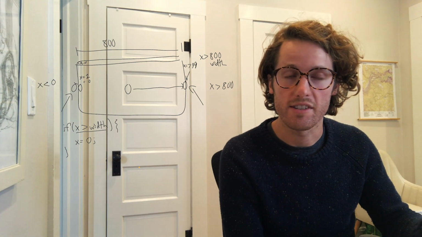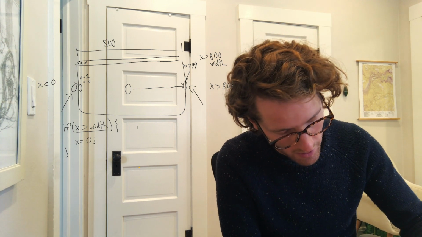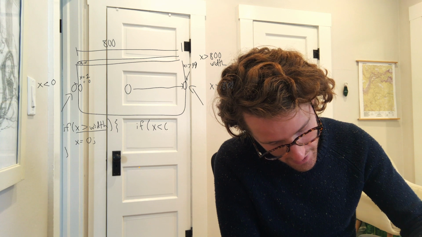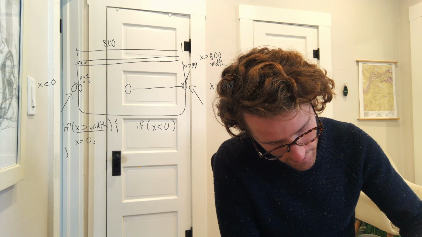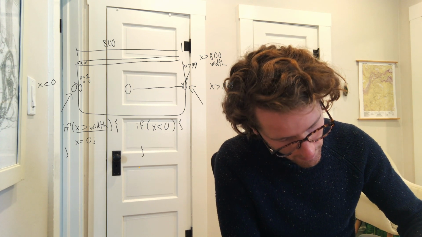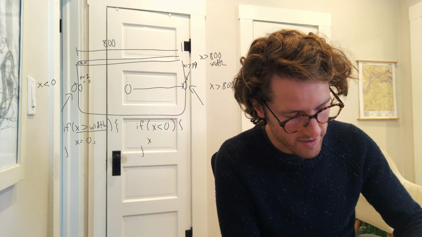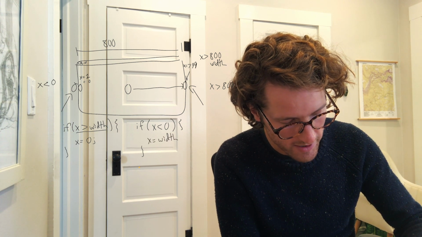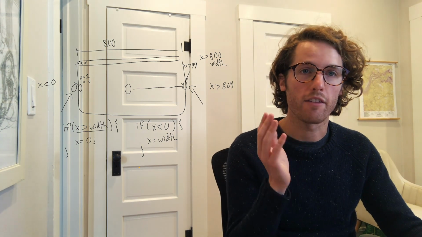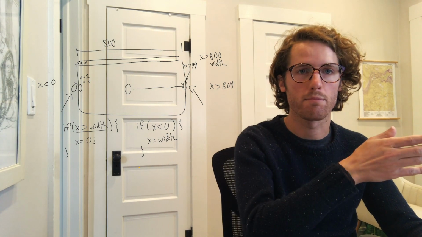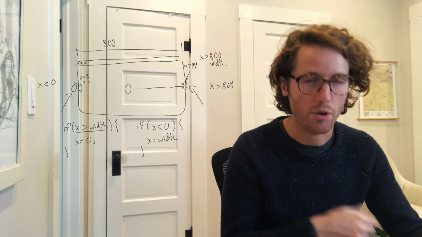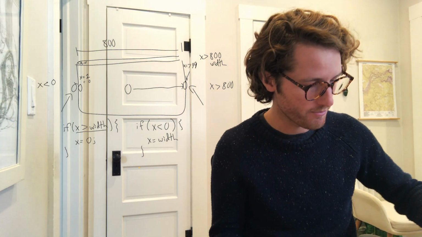And now we can just do the same thing, but for the other side. We can say if x is less than 0, then what? x is equal to width. So basically now, when we go off that left side of the screen, it bumps over to the other side, which is width, or 800. Okay, so let's put that into our code.